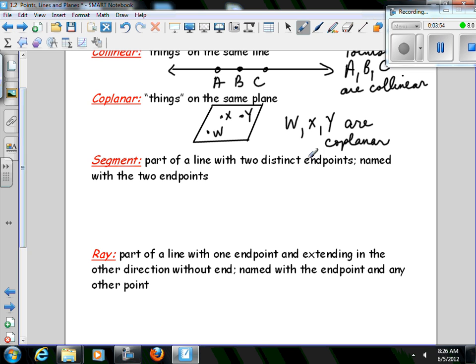Now next, a segment is part of a line with 2 distinct endpoints, named with the 2 endpoints. So a segment is really just a piece of a line. So it's got a beginning and an end. We call them both endpoints. Even the beginning point we call an endpoint. So like TX. Now to actually name it, we would just draw a line with no arrows on it, and then put TX underneath it, and we would call it segment TX. That's how you would actually say that.